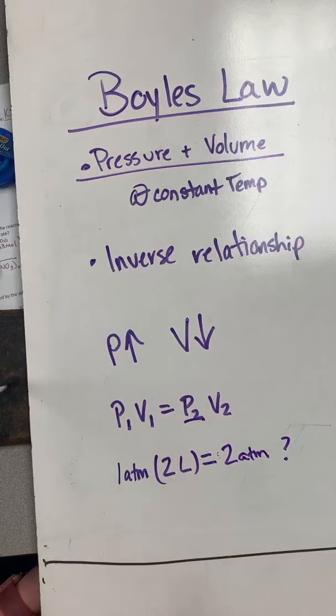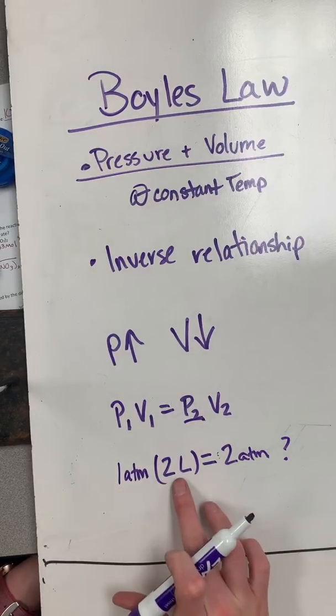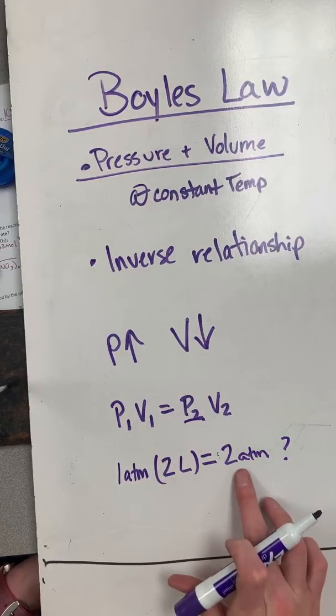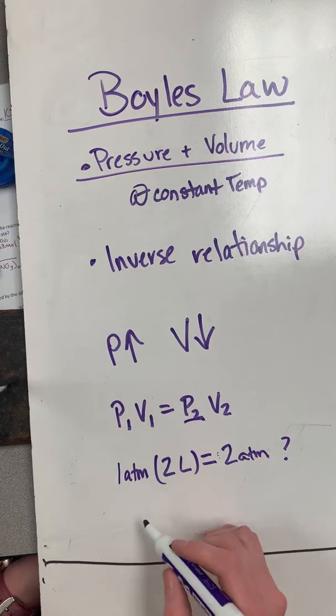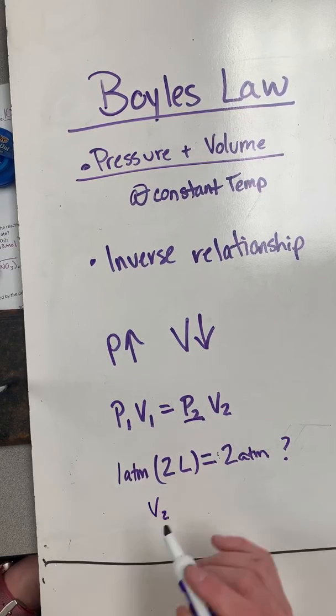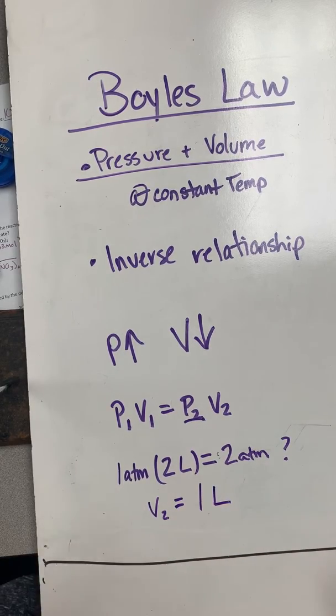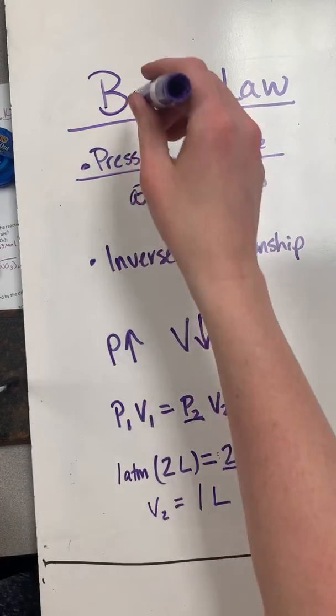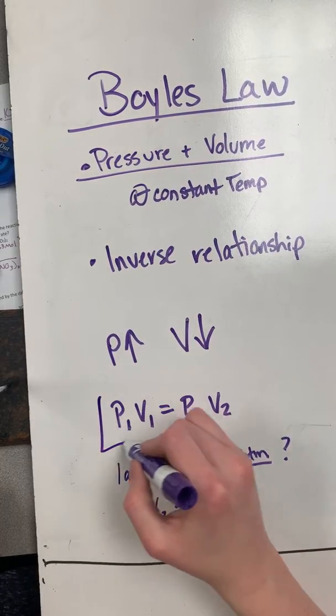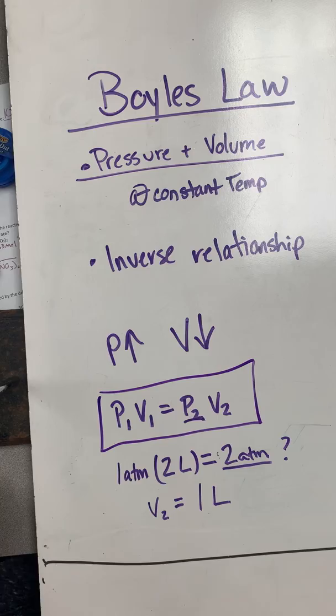What volume will this soda occupy? Well, let's see, 1 times 2 is 2, divided by 2 is 1. So my final volume on my soda bottle will be 1 liter. It took up half the amount of space that it started with because I ended up with twice the amount of pressure. Do you see how those are inversely related? So make sure you have Boyle's law and make sure you have this representation of the equation. Hopefully that makes sense.